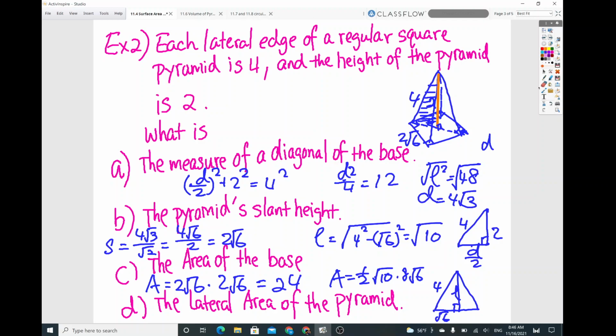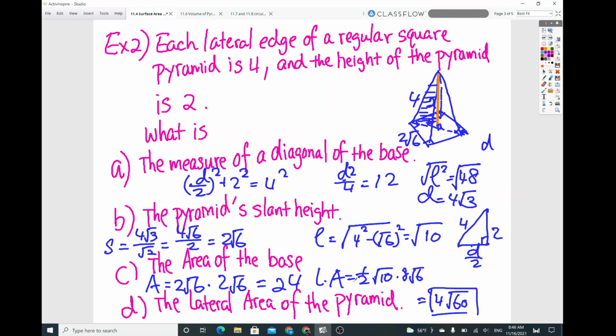And then multiplying those radicals and also the integer coefficients. 1/2 times 8 is 4. Root 10 times root 6 is root 60. There's nothing we can simplify at this moment, so we just leave it like that. So that's the lateral area of the pyramid.